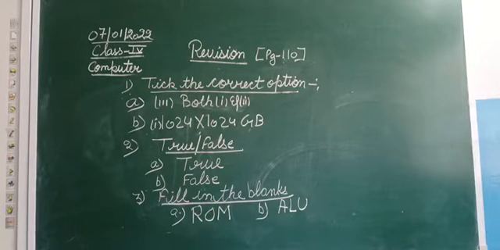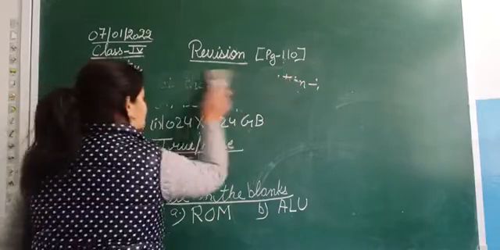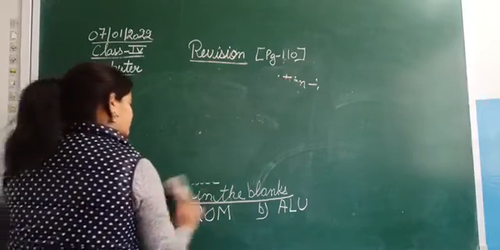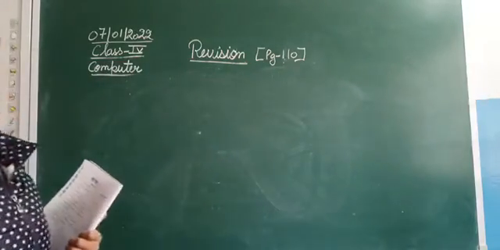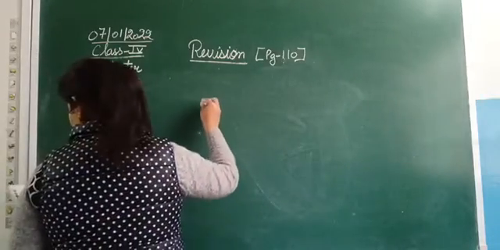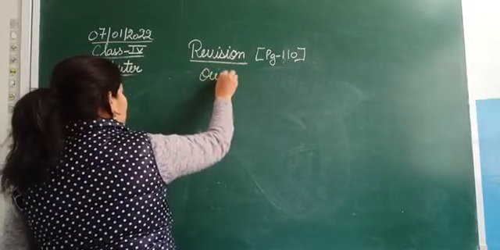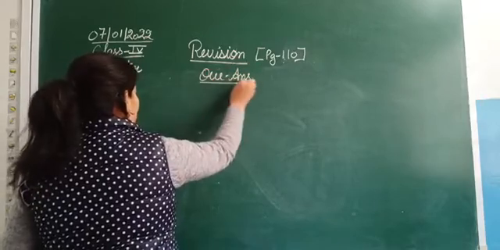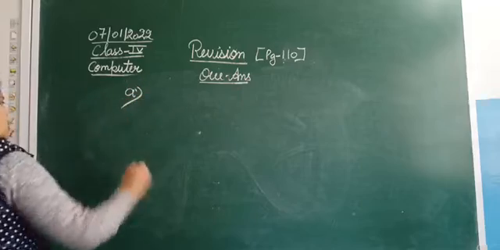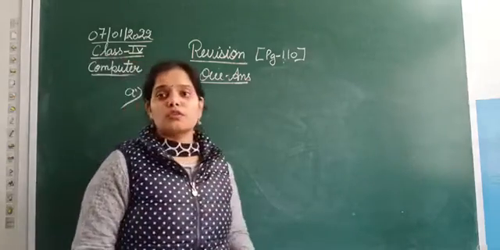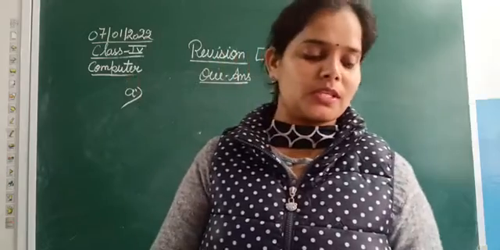Okay, so this is the answer for take the correct option, true false, and fill ups from page number 110. So let's begin with the question answers. This is all the revision part that we are doing. Now we are going to begin with the question answer. So the answer for the A1: what is CPU? The full form of CPU is Central Processing Unit.